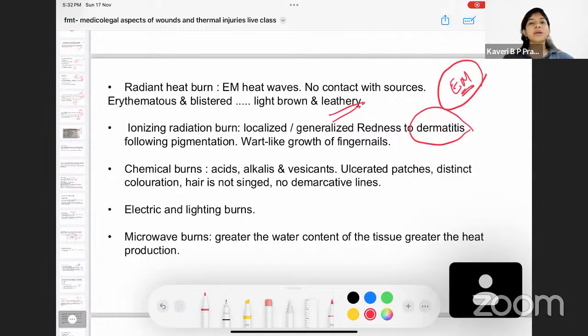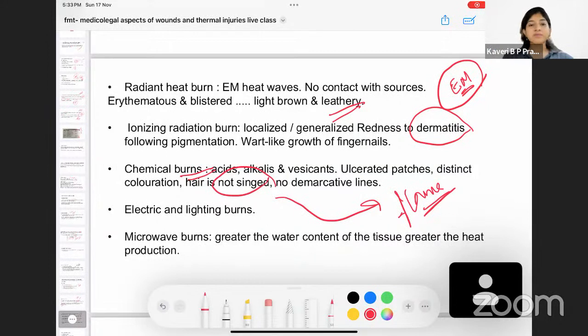Okay, coming to chemical burns, what are the chemicals that could cause burn? Any acid, like for example HCl or H2SO4, or an alkali like KOH or NaOH. So these are the things that could cause chemical burns. And in chemical burns, remember that there is going to be distinct coloration seen, but there is no singeing of the hair. Where is singeing of hair seen? Singeing of hair is seen in flame burn or flash burn.